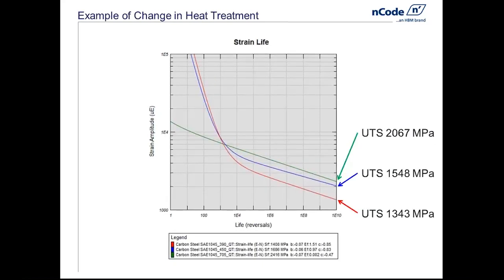Take this one step further. This again is a steel with the same composition but different heat treatments. In this case it's 1045, so it's 0.45% carbon, but a plain carbon steel. If you look at those UTS values, you will see that the 1343 megapascal UTS doesn't give you as good performance at long lives, but is very much better in the short life region. And if you end up having a structure where it gets into those sort of conditions, you really don't want to use the hard version.